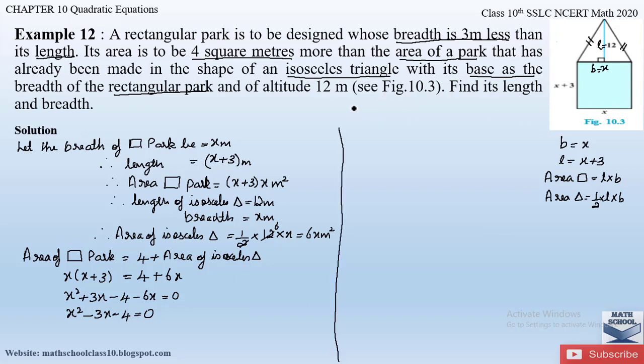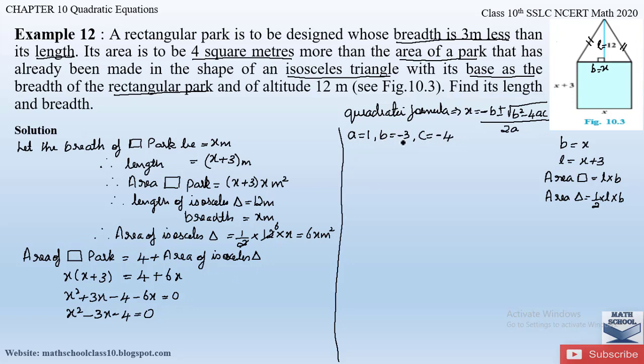So what is the quadratic formula given by? Quadratic formula is given by x is equal to minus b plus or minus square root of b square minus 4ac, divided by 2a. Now from this quadratic equation, what is the a value, that is the coefficient of x square, is 1. Then b value, the coefficient of x, is minus 3. Constant c is minus 4.